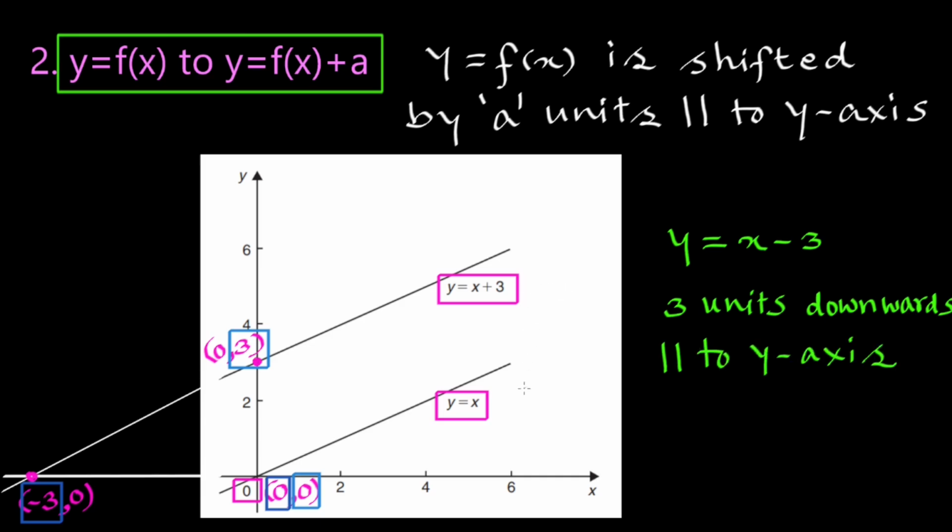In fact, the lines y equals x, y equals x plus 3 and y equals x minus 3 have the same slope, hence they are parallel.